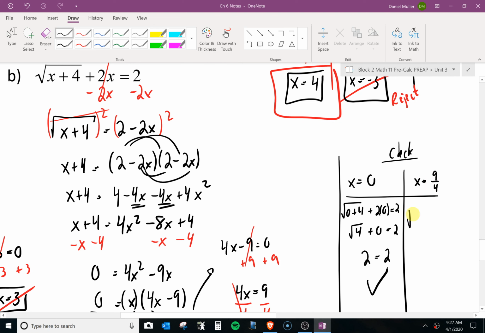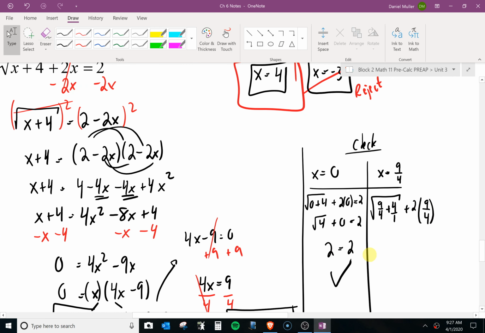Okay, so we get the square root of 9 over 4 plus 4, so x plus 4, and that's our x. This is over 1, so we'll need to get a common denominator. Plus 2 times 9 over 4 is equal to 2. Well, is this going to work? Let's see. So I need to put a common denominator, times this by 4 and times that by 4, so I get 8. So I have the square root of 9 over 4 plus 8 over 4.